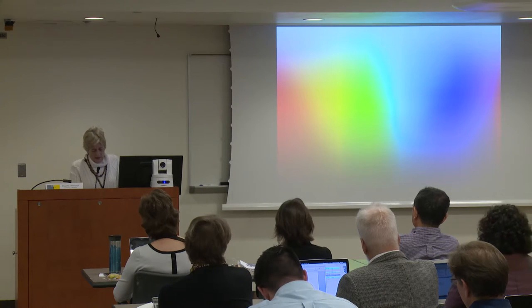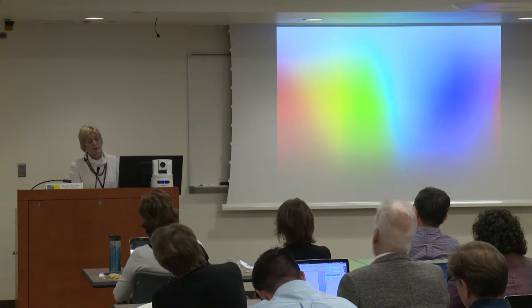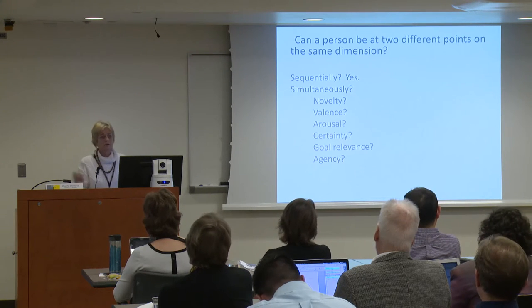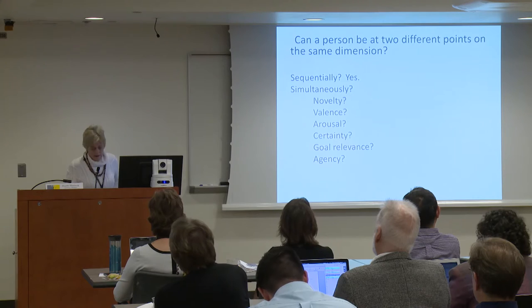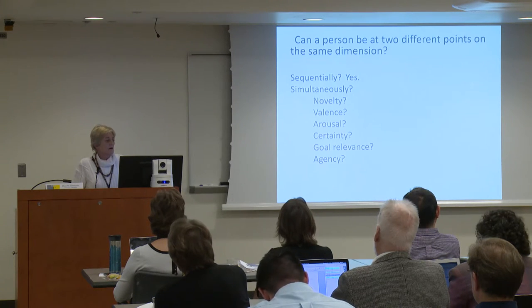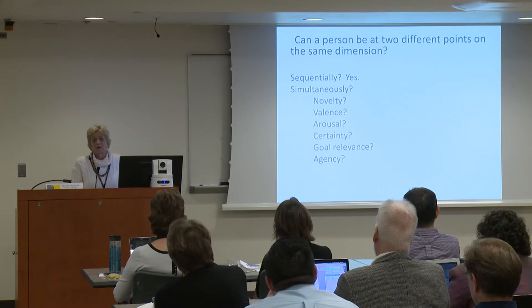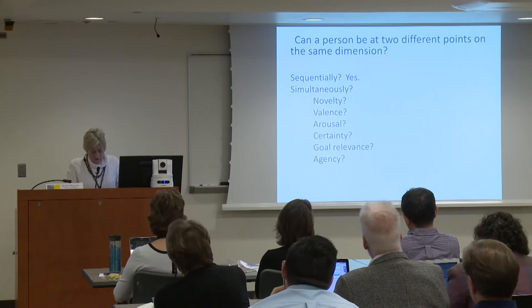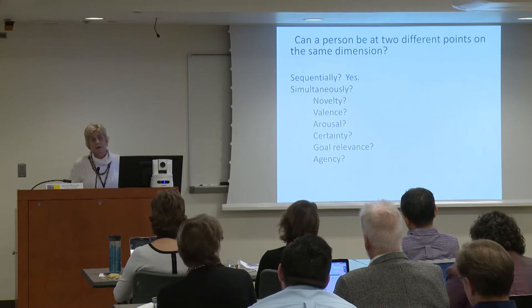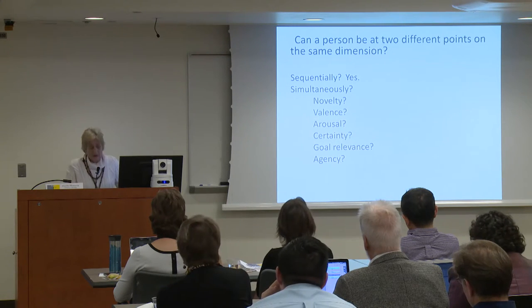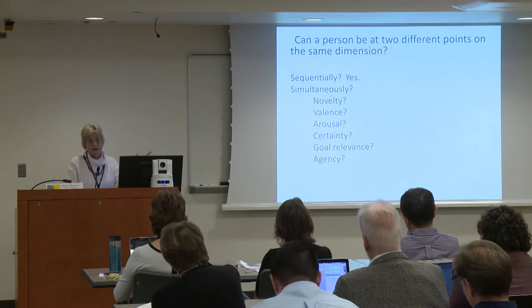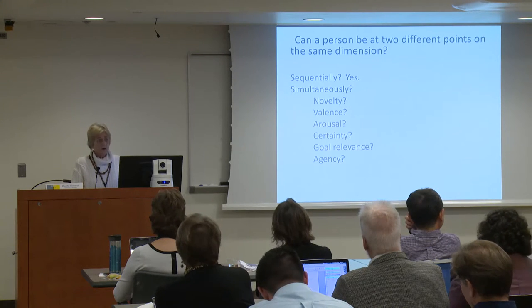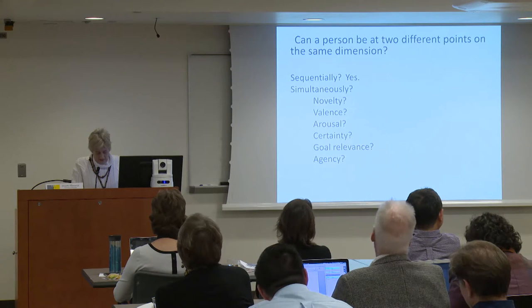You can still ask, can a person be at two different points on the same dimension? Sequentially, yes, of course. I can feel positive one minute and negative the next second. Simultaneously, that's harder. For novelty, can I feel that something's familiar and unfamiliar at the same time? Maybe, that's déjà vu. For valence, many emotional situations are very complex and have both good and bad features to them. But we get back to the Jeff Larson question: are they really simultaneous, or is it rapid alternation between them?